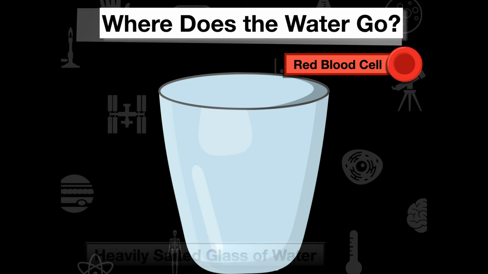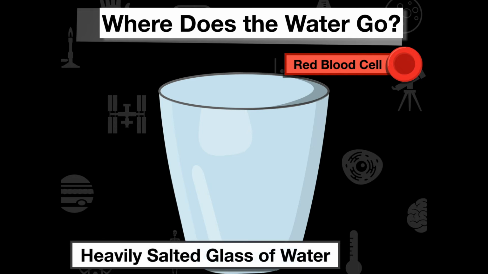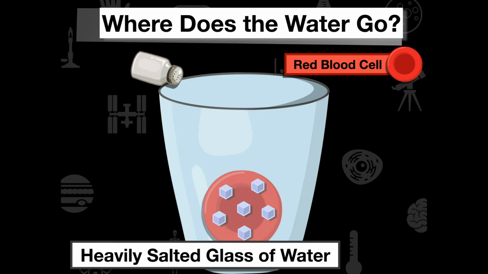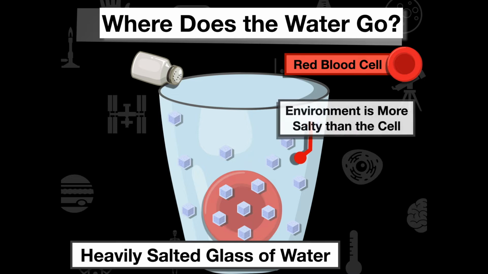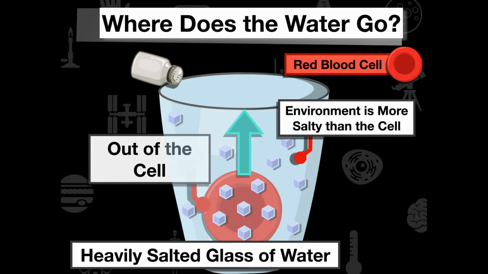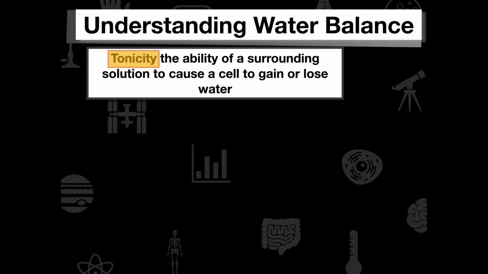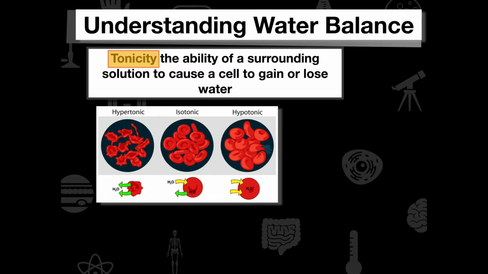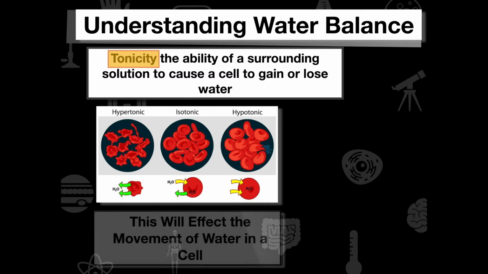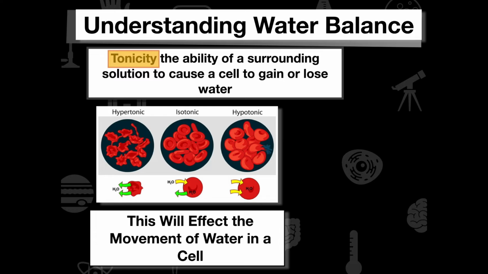I can say the contrary when I take a really heavily salted glass of water that has a higher salt concentration than the actual salt within the cell. If there is more salt in the glass than there is inside the cell, where's the water going to move? Well, it's going to move outside of the cell because there's more salt in that solution. So when we're talking about these relationships, we're talking about tonicity. This is the ability of a surrounding solution to cause a cell to gain or lose water. It's the relationship between the salt solution in the glass as compared to the salt solution in the cell.